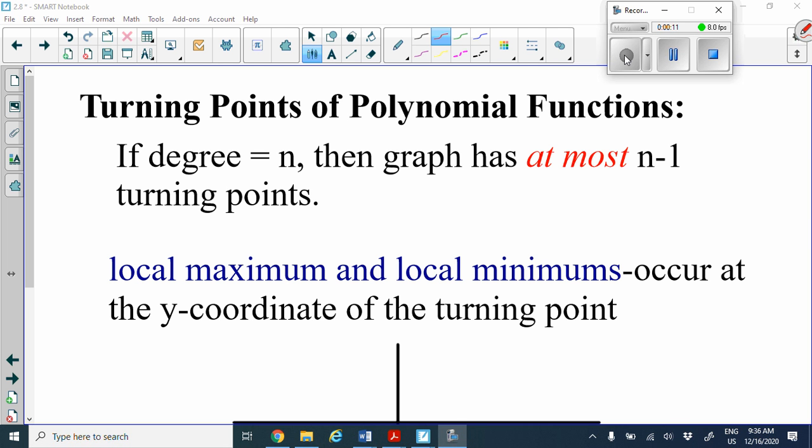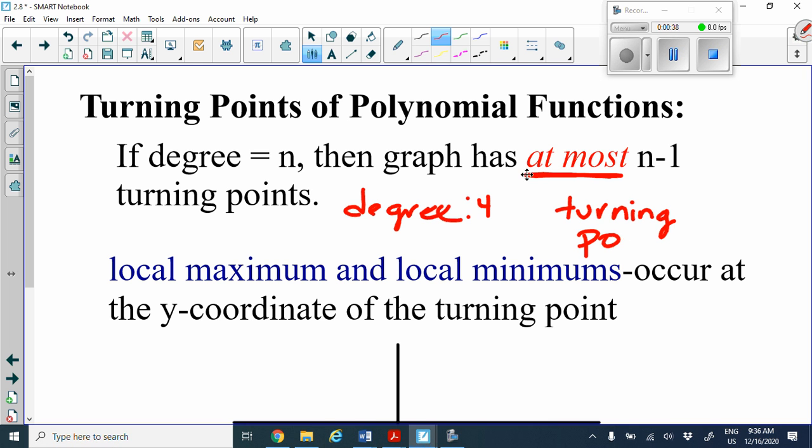Now there's one more thing that I do want to talk about before we get into the sketching, and that is the idea about turning points of a polynomial function. So let's say we have a polynomial function of degree n. Then the graph has at most n minus 1 turning points, okay? So what does this mean? Well, if we have a degree of 4, then at most we would have 3 turning points. So you take your degree, subtract 1, and that tells you how many turning points.